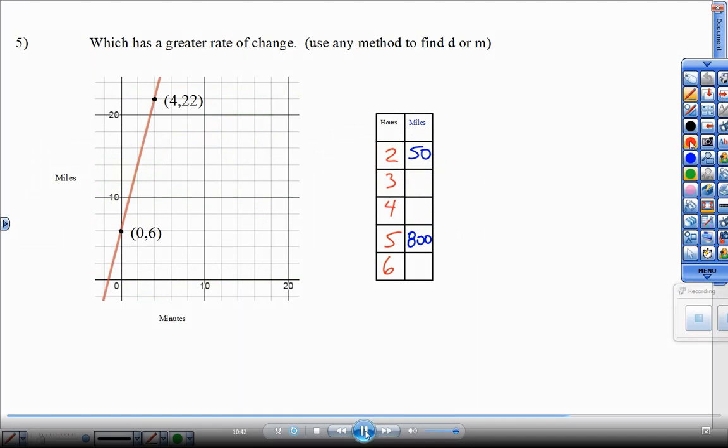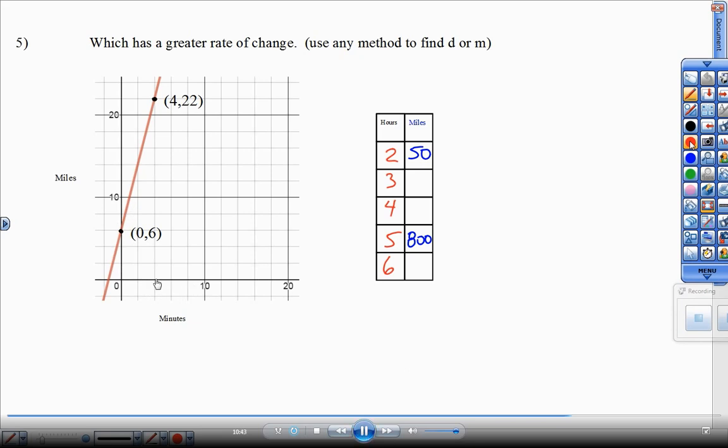Okay, for this one, again on your paper, hopefully you have graph paper. I want you to graph this best you can. Where this is 0, 6. This is going up by 2s: 2, 4, 6, 8, 10, going up by 2s.